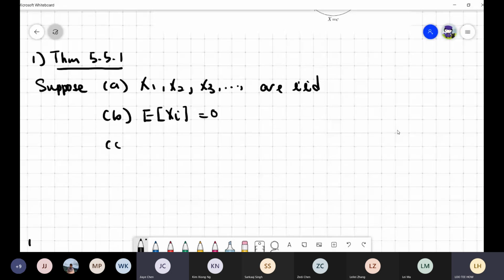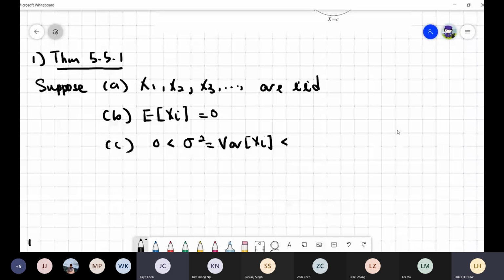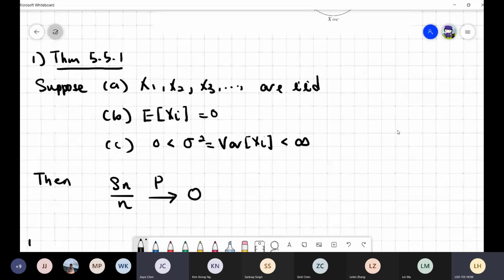And if we assume sigma square, that is the variance of each xi, is always positive and finite, if we have this, then we have this conclusion: Sn over n converges to 0 in probability. So this is the first version that we consider. This is the so-called Chebyshev weak law of large numbers.